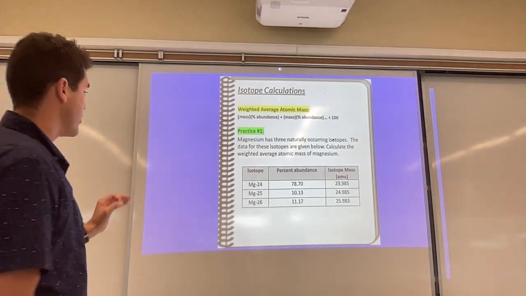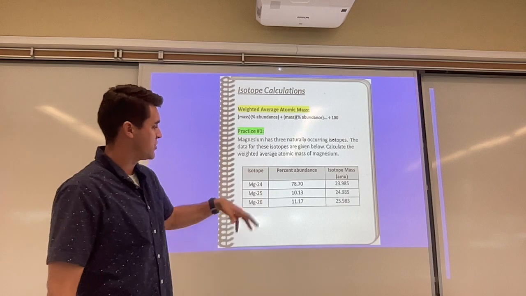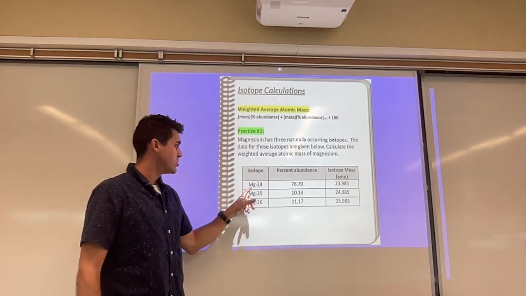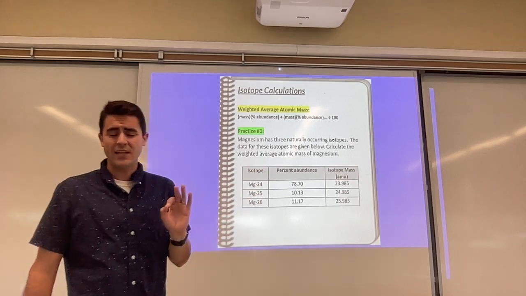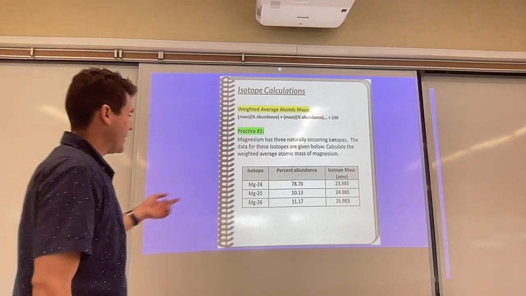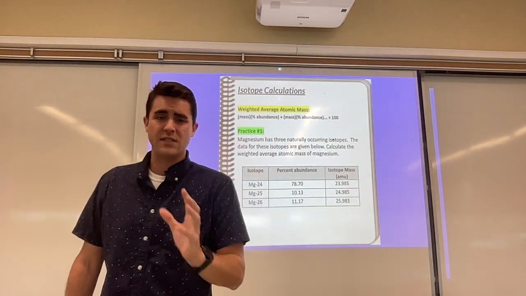So problem number one, I've got three isotopes of magnesium. I have magnesium 24, 25, and 26. And we name these isotopes based on their atomic mass. So magnesium 24 is basically telling you, hey, I'm magnesium and my mass is 24. Now, is it 24? It's not. It's 23.985, but that's close enough. We call it magnesium 24.